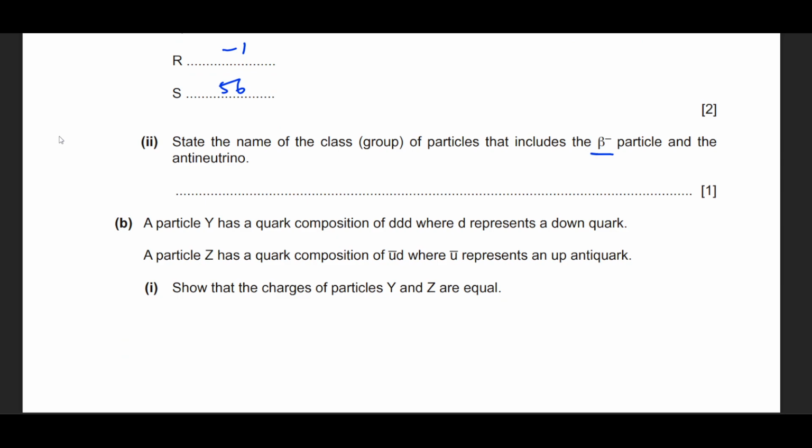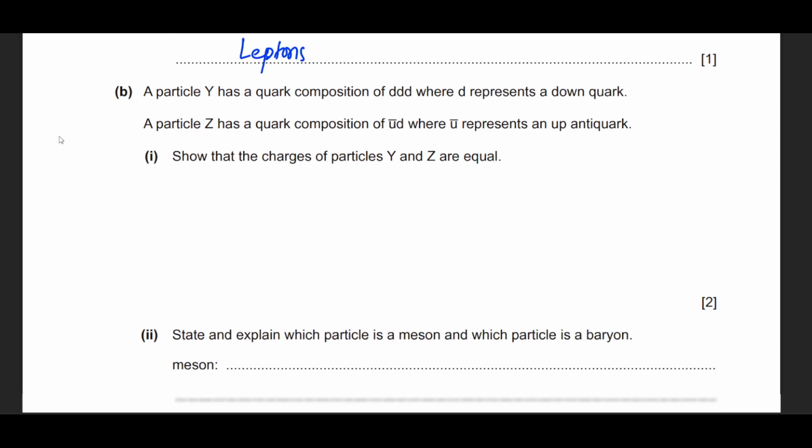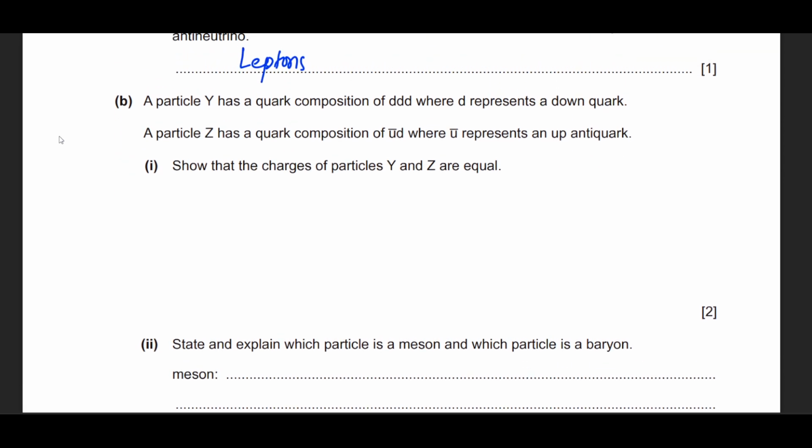He says, what is the group name of the particles for beta? So we know that they're called leptons. So beta positive, beta negative, neutrinos and antineutrinos, all 4 belong to leptons. He says Y has a quark composition of down, down, down. D represents the down quark, which is -1/3e. Z has a quark composition of anti-up and down. Anti-up represents the anti-up quark, which would have a charge of -2/3. Show that the charges of particles Y and Z are equal.